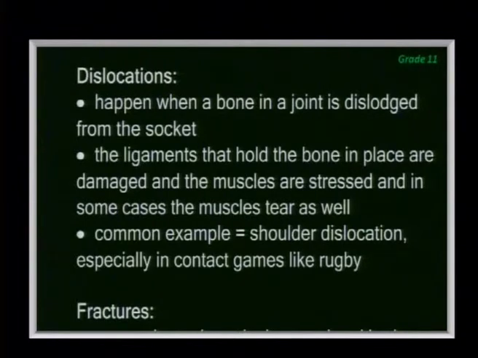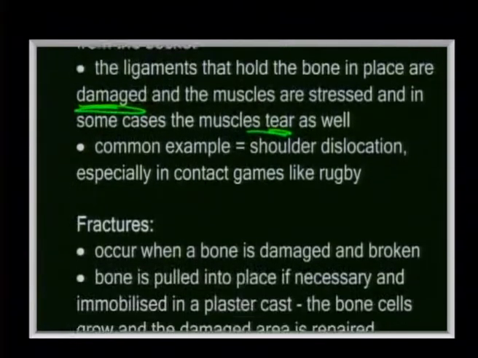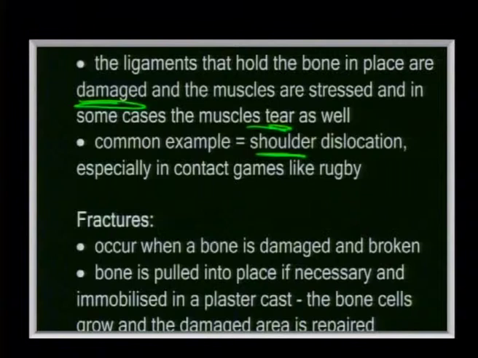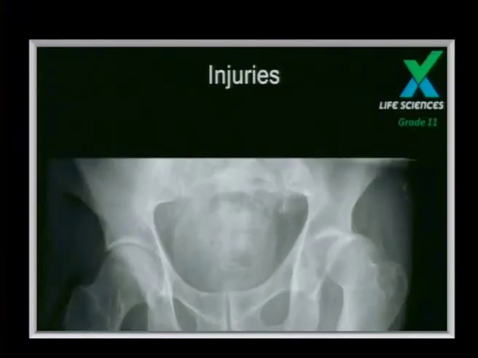It happens when the bone in a joint is dislodged. I've got an x-ray here that I'm going to show you. The ligaments that hold the bone in place are damaged and the muscles are stressed, and in some cases the muscles can also tear. All right? A common example is a shoulder dislocation, especially in contact games.